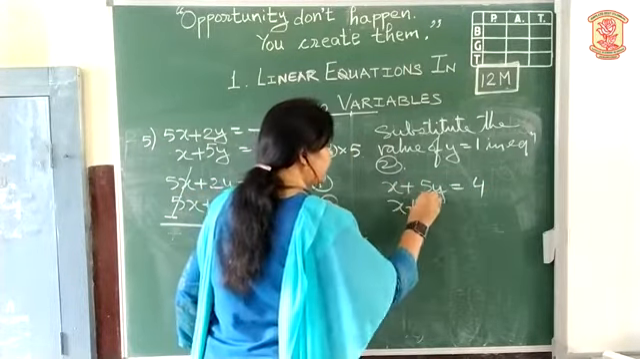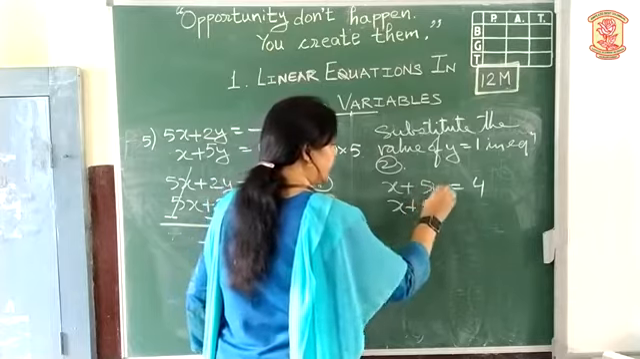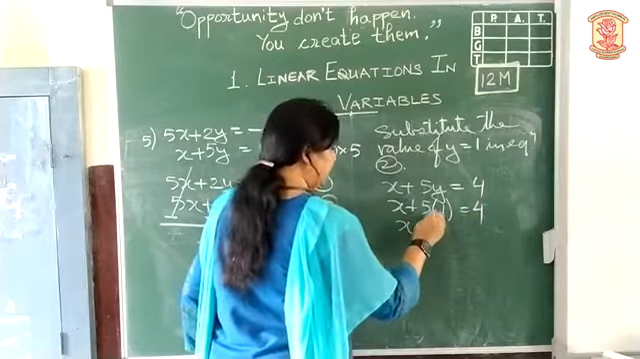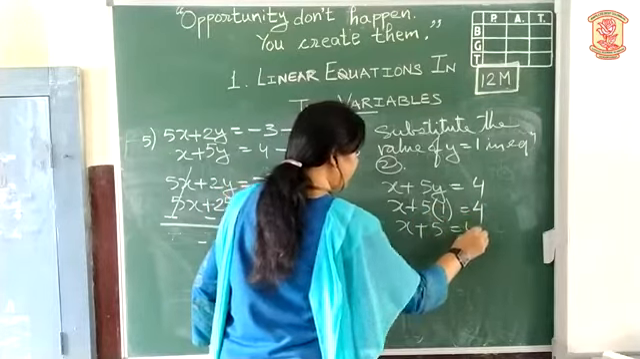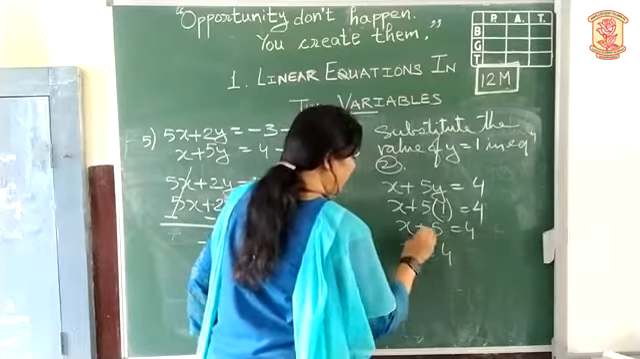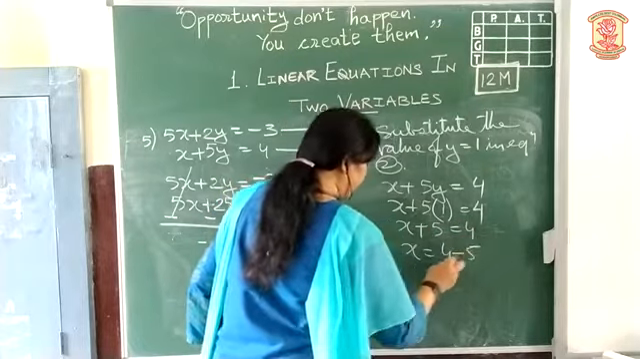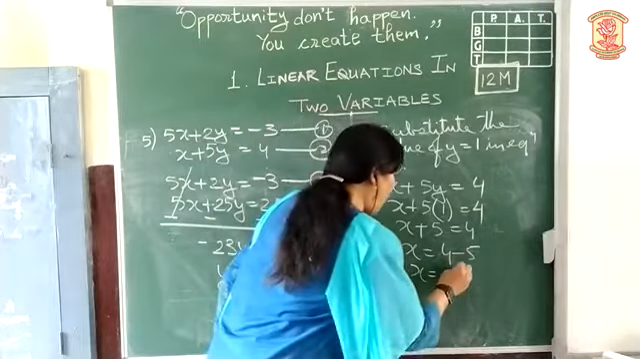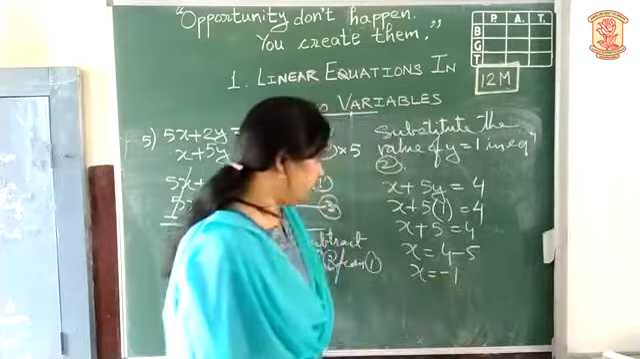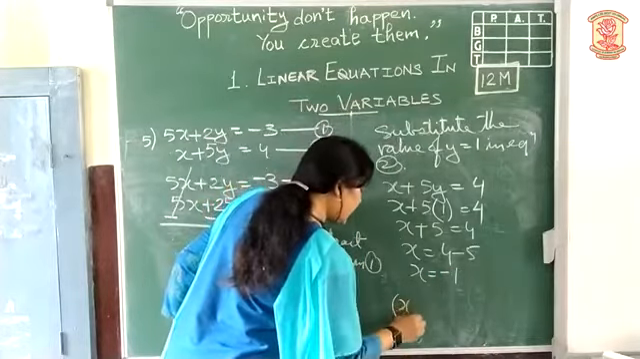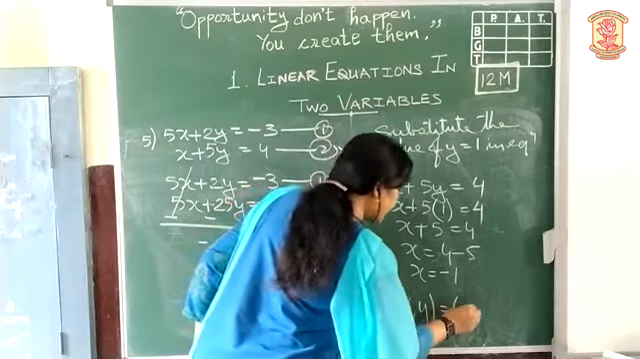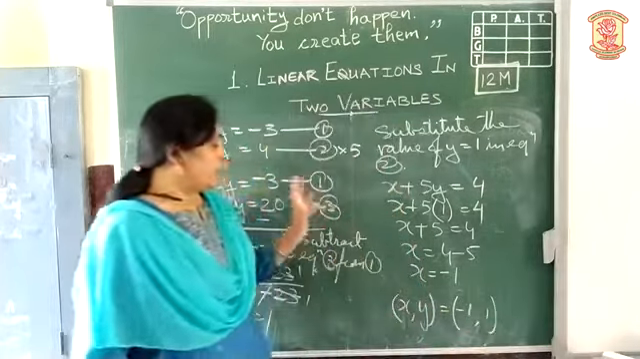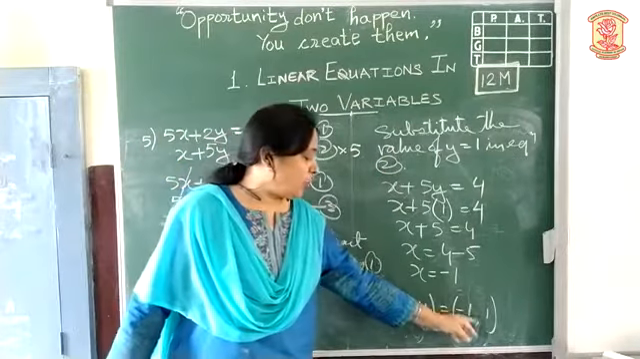So it will be x plus 5, the value of y is 1, so it is 5 into 1 equals to 4. x plus 5 ones are 5 equals to 4. So x will be 4 minus 5, when it goes on the right side, plus becomes minus. 5 minus 4 is 1, and the bigger number's sign is minus. So what is the solution of this equation? x is minus 1 and y is 1. So the solution for the given equation is minus 1 comma 1.